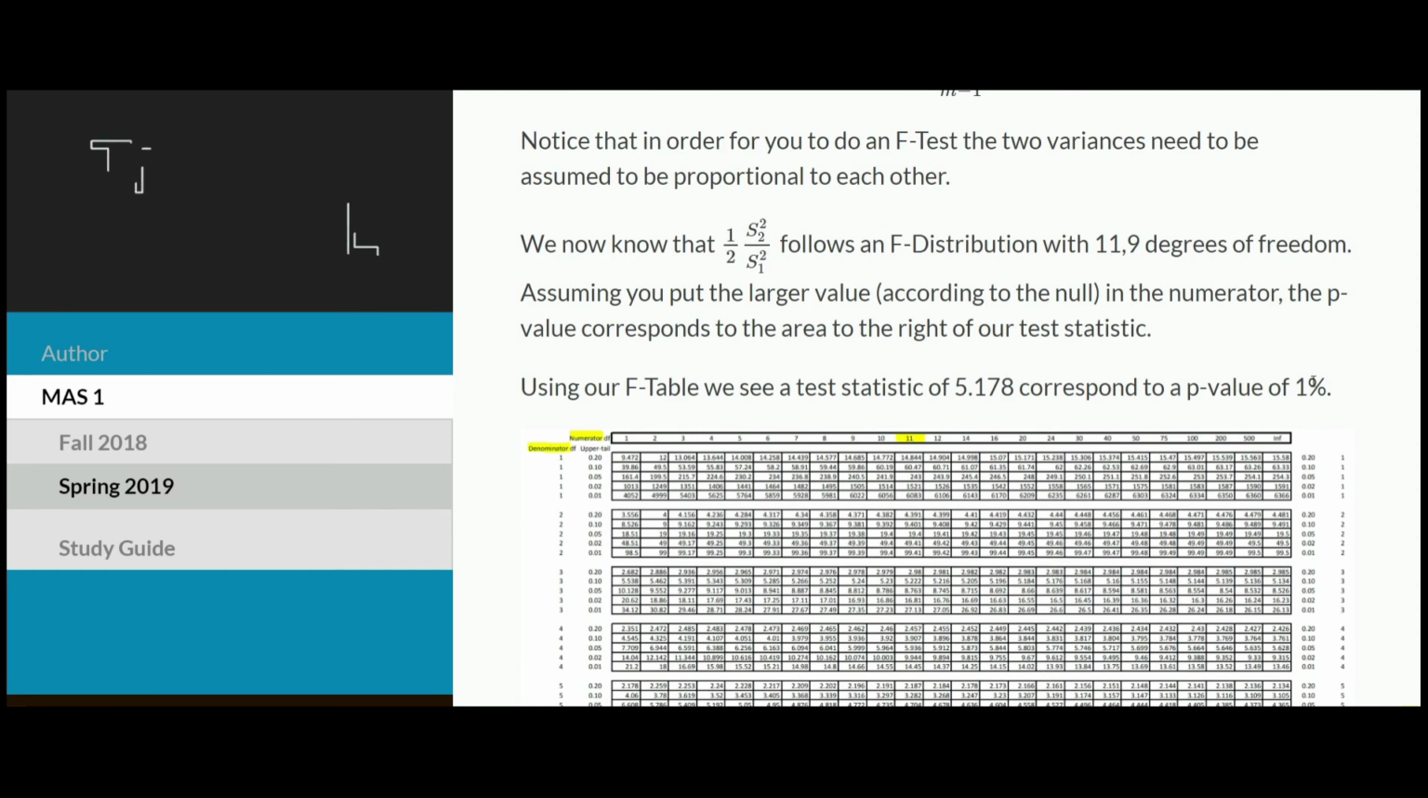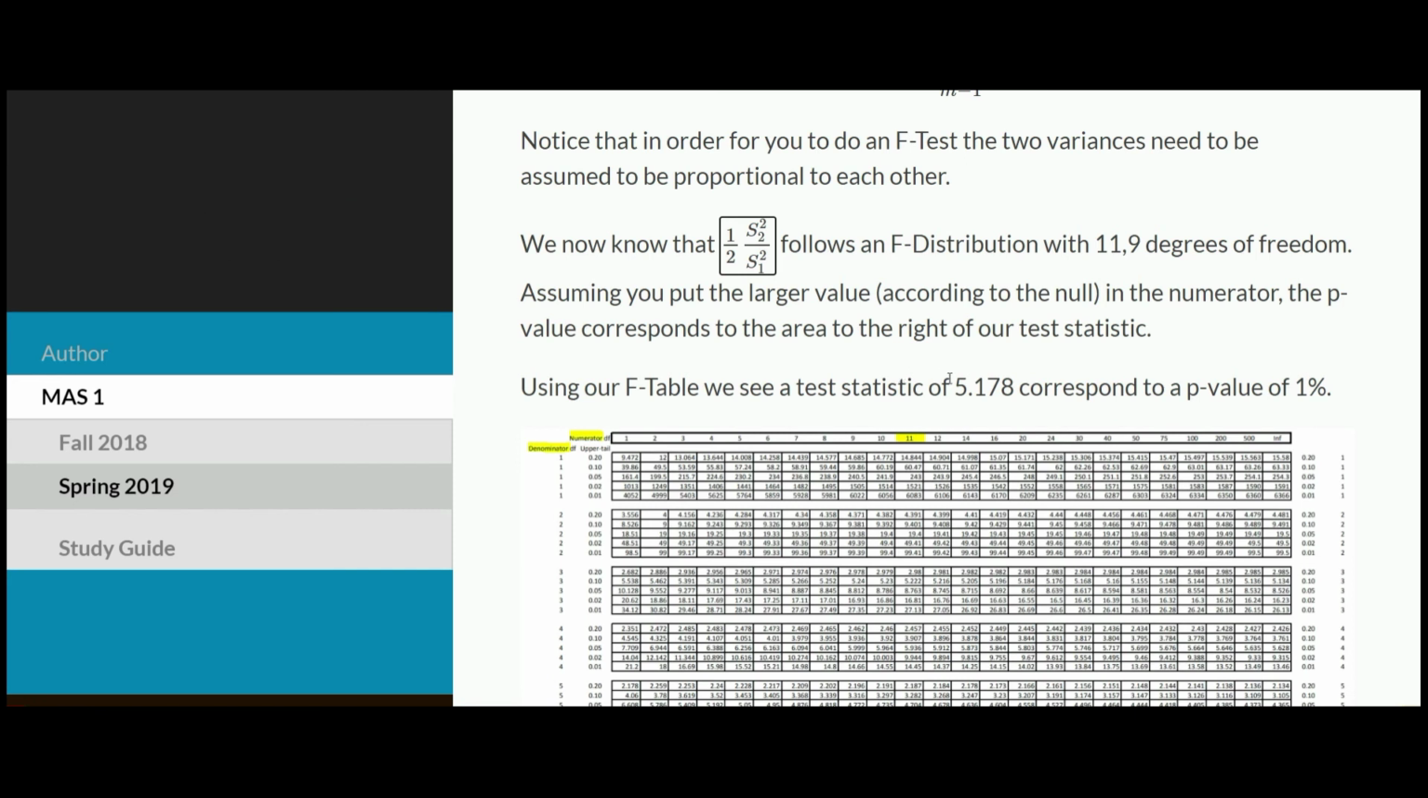Alright, so I would say now we can officially start actually walking through the problem. So the first thing is to, again, recall that according to the alternative, whichever variance is larger, that's what we want to put in the numerator. So our alternative hypothesis is that sigma sub 2 is greater than 2 times sigma sub 1. So that's why that's in the numerator.